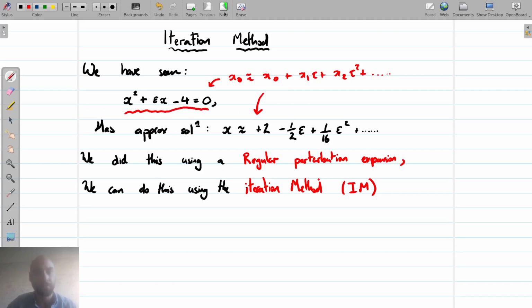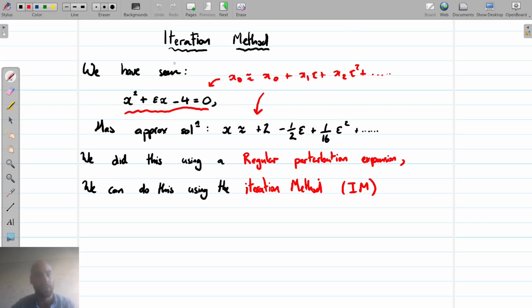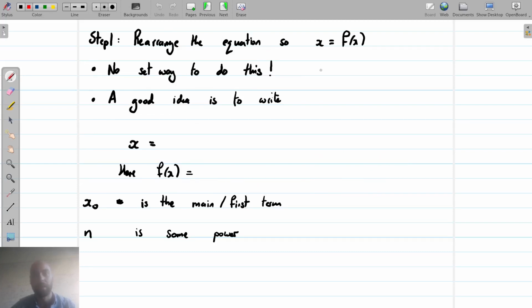Okay, so the way I like to think about it is, let's just correct a typo there, we start off with our equation here, x squared plus epsilon x minus 4, and I want to rearrange it in some way so I end up getting x equals some function of x. Okay, so we're going to do this in an example, but the main thing you want to do is get your equation and rearrange it so x equals something.